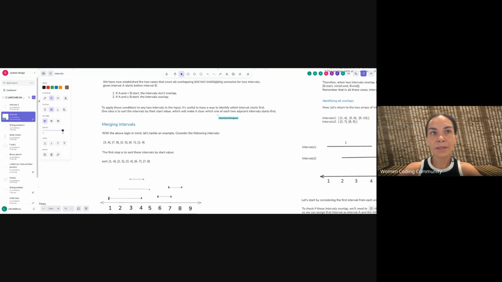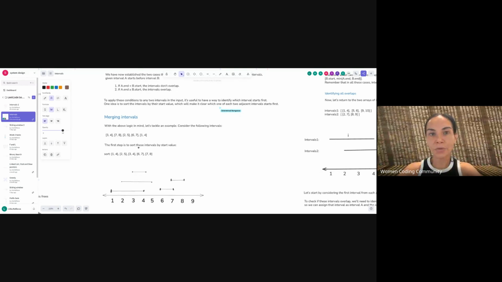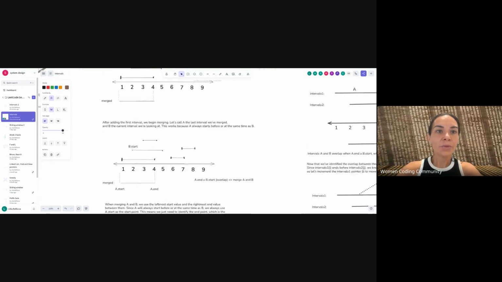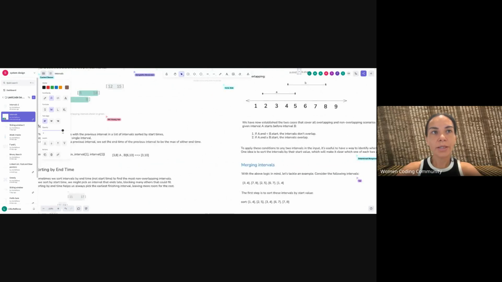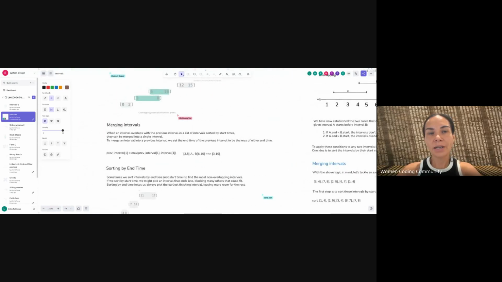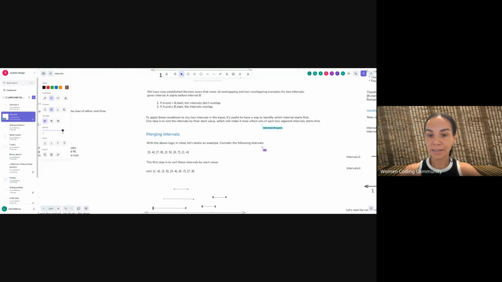And with the above logic in mind, now we can try and find overlapping intervals. After we find our overlapping intervals, we need to merge them. As I described here, we will use this formula: we will take A dot start, but our new end will be the maximum of our two intervals' ends.